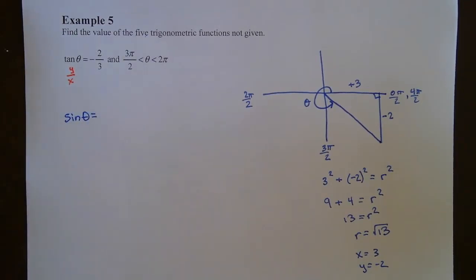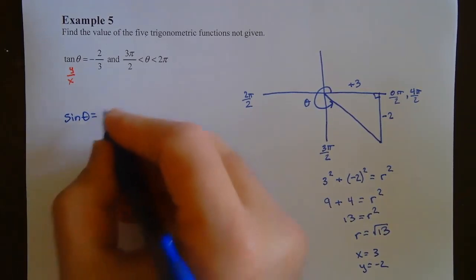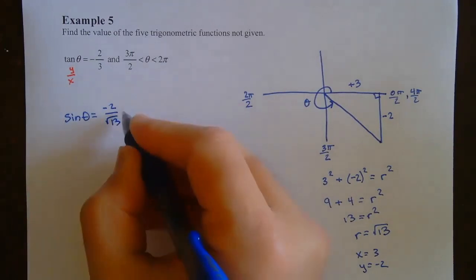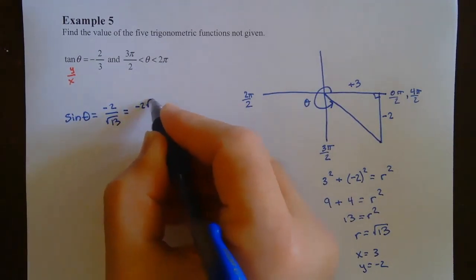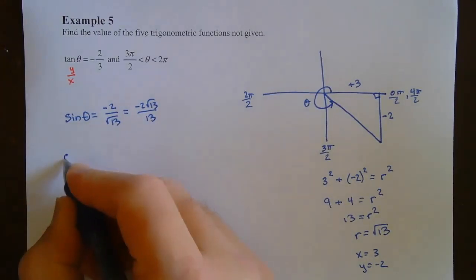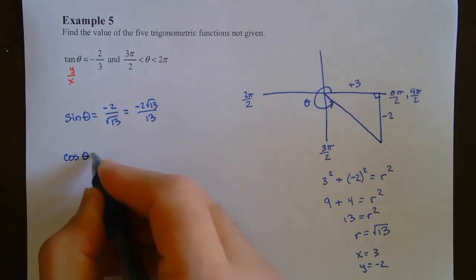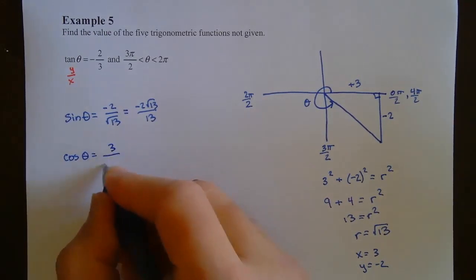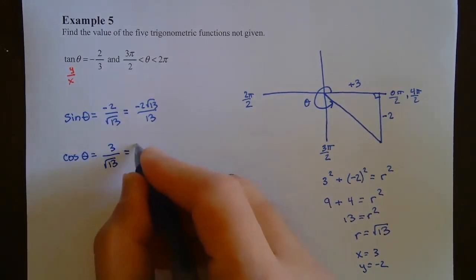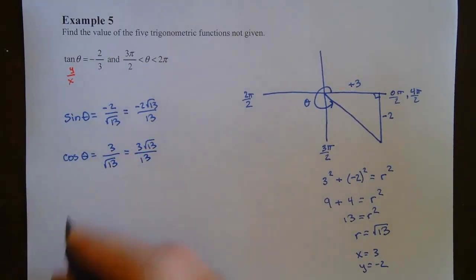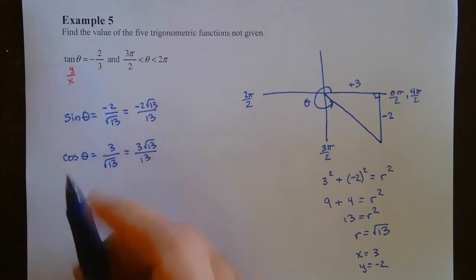Sine of angle theta is y over r, so that'd be negative 2 over the square root of 13. A better way of writing that is negative 2 square roots of 13 over 13. Cosine of angle theta is x over r. So that would be 3 over the square root of 13. A better answer is 3 square roots of 13 over 13. Tan theta we already had, right?